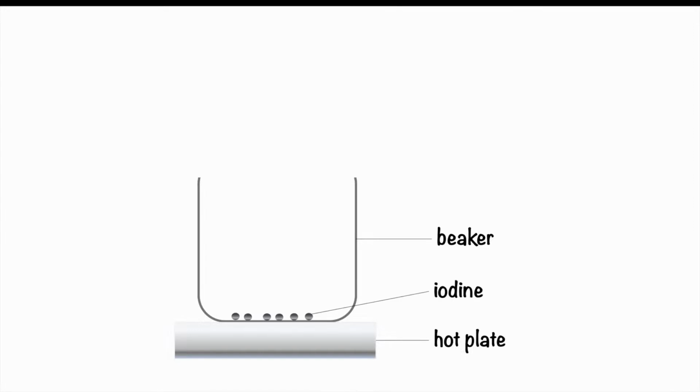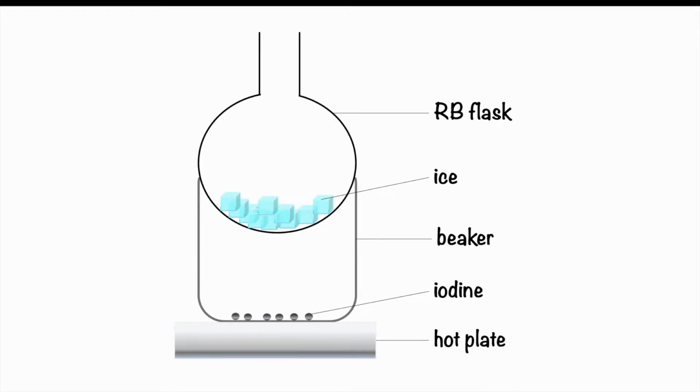We have a hot plate on which we'll place a beaker. Inside the beaker, we'll place some iodine solid. On top of the beaker, we'll have our round bottom flask containing ice, and it can be ice cubes or crushed ice. Once we have our experiment set up, then we will turn on the hot plate to increase the heat energy to the iodine solid. This experiment is usually demonstrated in a fume hood or well-ventilated room because iodine vapor is highly toxic and a severe irritant to the eyes and respiratory tract.